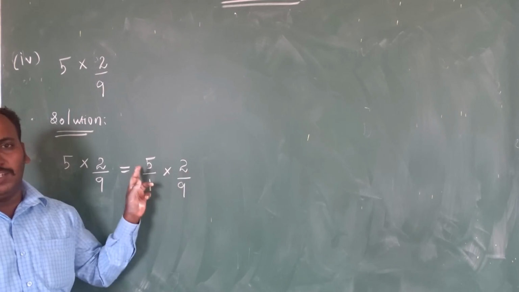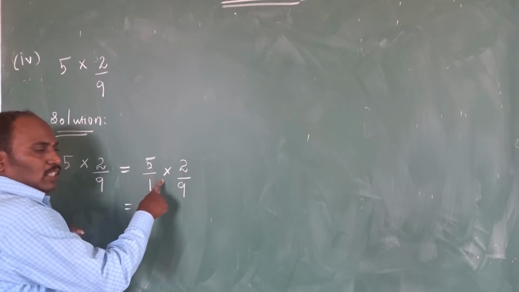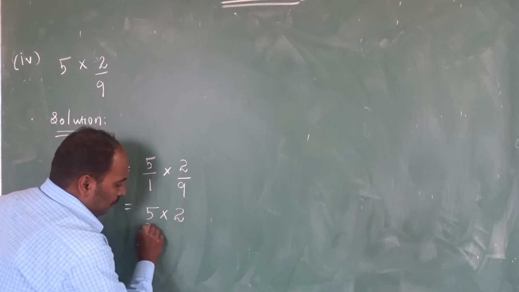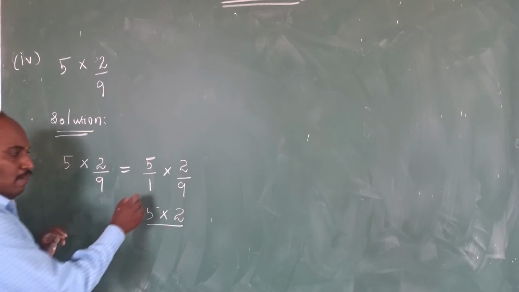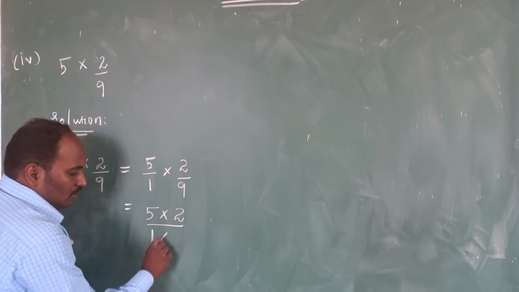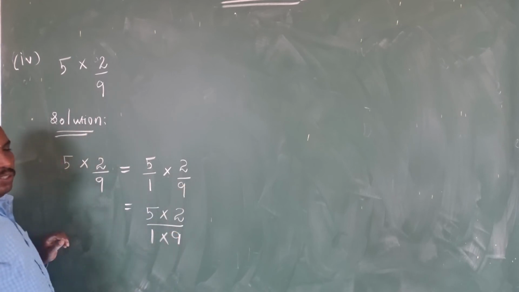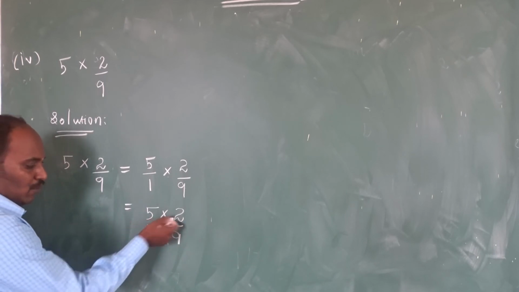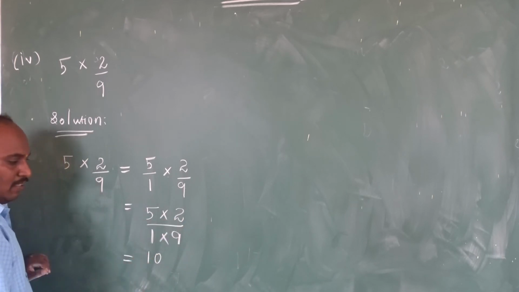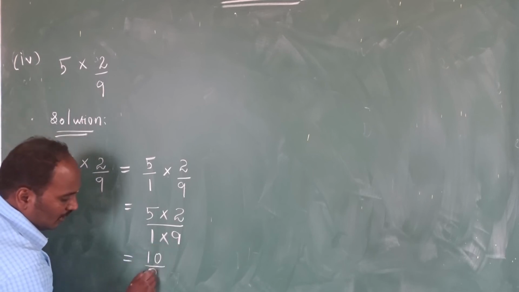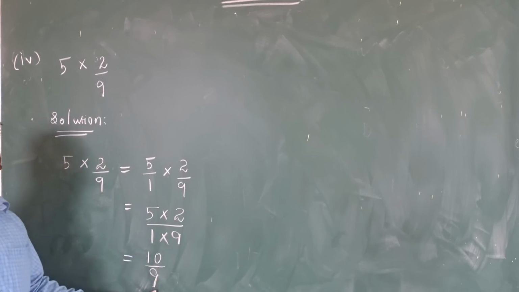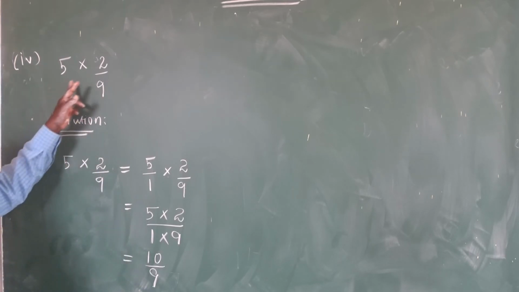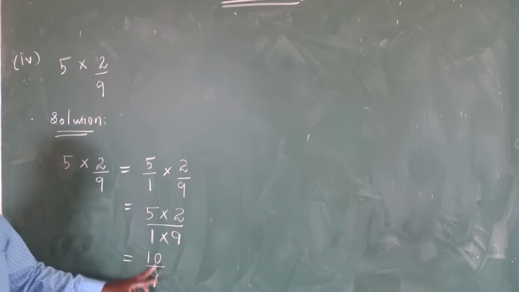First we multiply the numerator part. 5 times 2, then the denominator 1 times 9. 5 twos are 10. 1 times 9 is 9. Our answer is 10 by 9. So 5 times 2 by 9 is equal to 10 by 9.